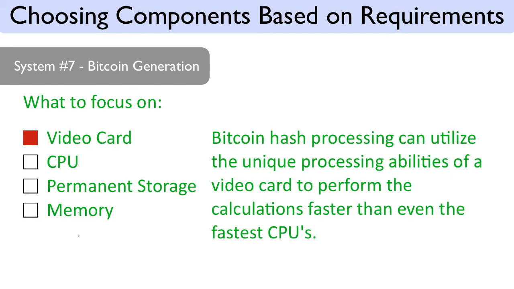GPUs, or graphics processing units, are actually the best at accomplishing this particular task. So in a Bitcoin system, you could easily skimp on all other devices and have a ridiculously fast graphics card. In fact, there are graphics cards specifically designed to process Bitcoin math.